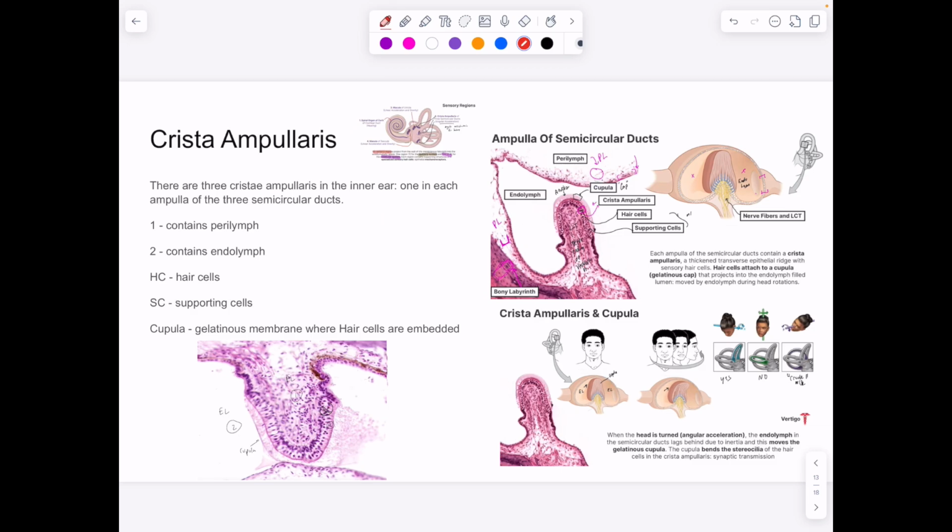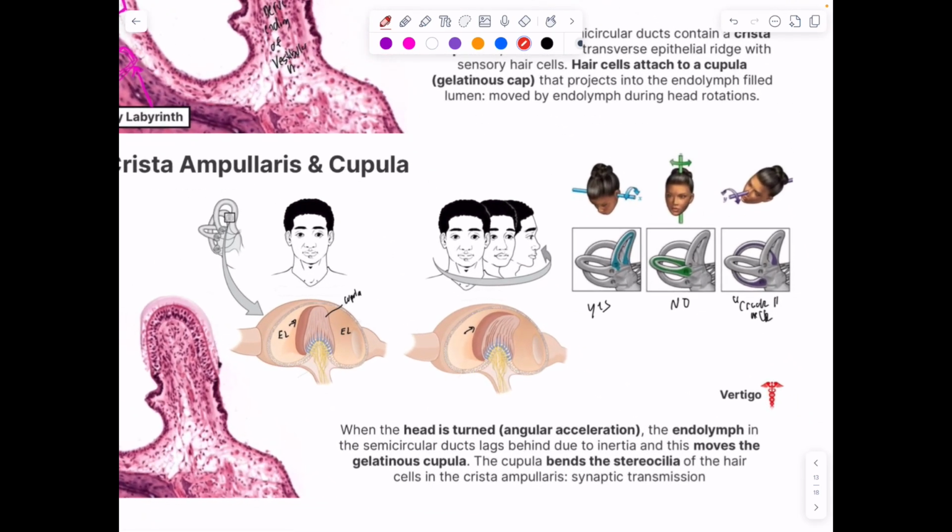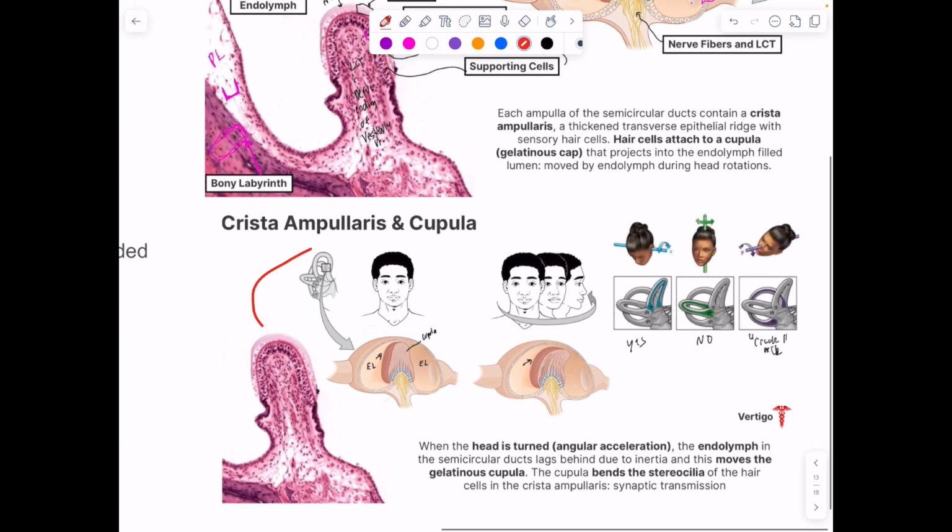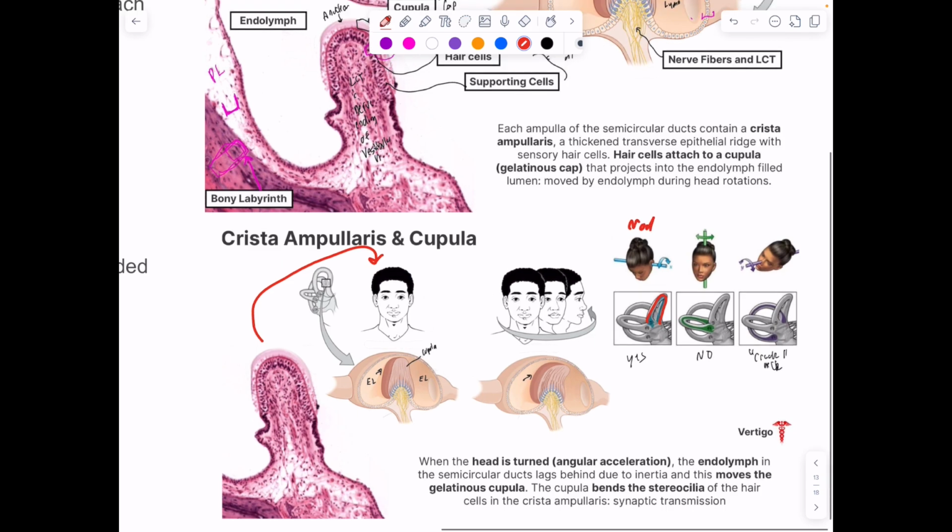Okay, that brings us to our crista ampullaris. The crista ampullaris is really nice because, again, doesn't it kind of look like a head? It does. Each of the three semicircular ducts corresponds to a movement: this is nodding, this is like saying no, shaking your head, and this is like cracking your neck.